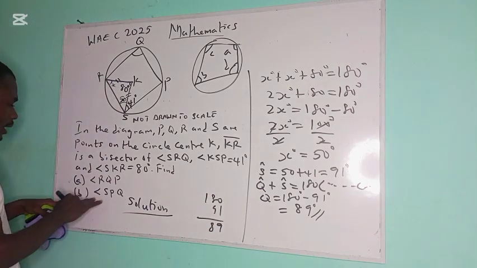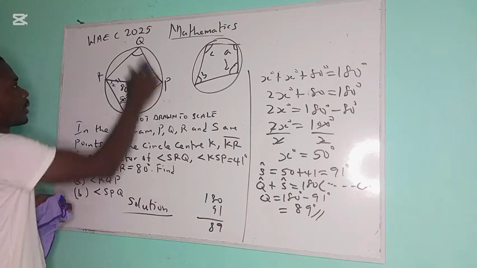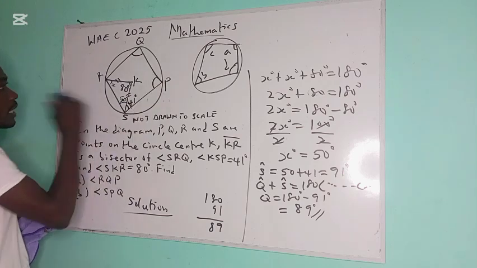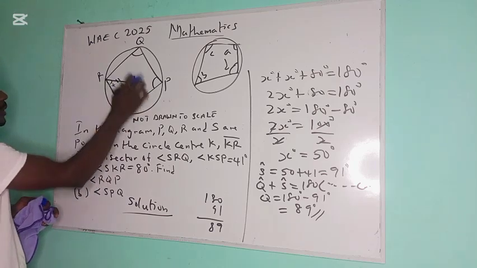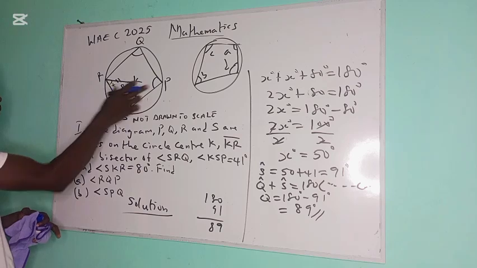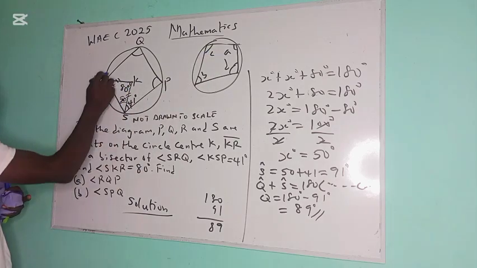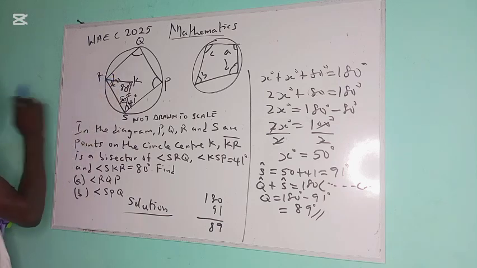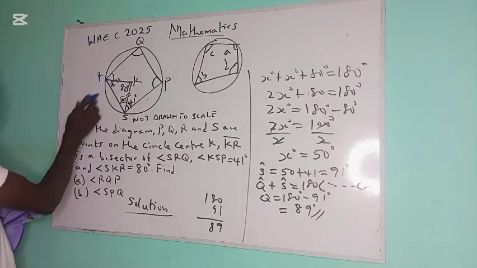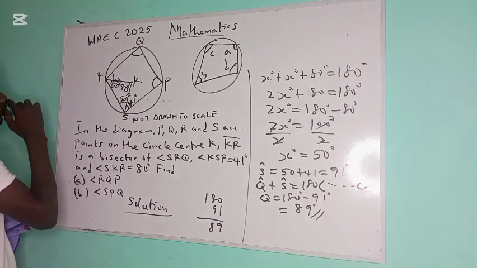Now, what about angle SPQ? So this angle. We are going to apply the same thing we applied here, because we are going to look for the opposite angles facing each other, like this. If you look at it, you are going to find this angle, but this is 50, right? This is 50, but we don't know this angle.